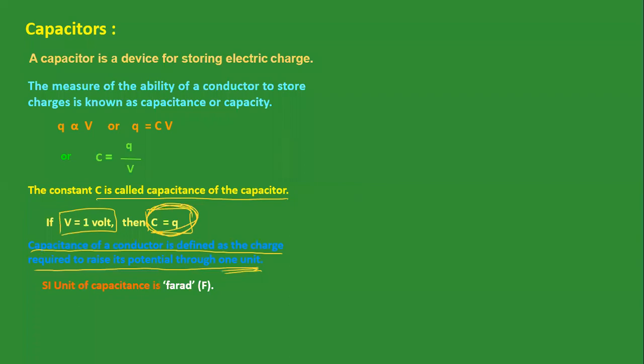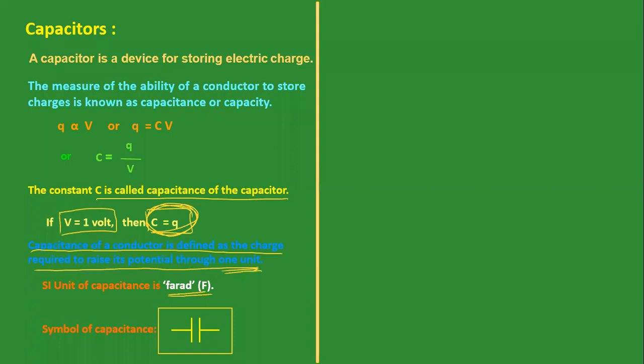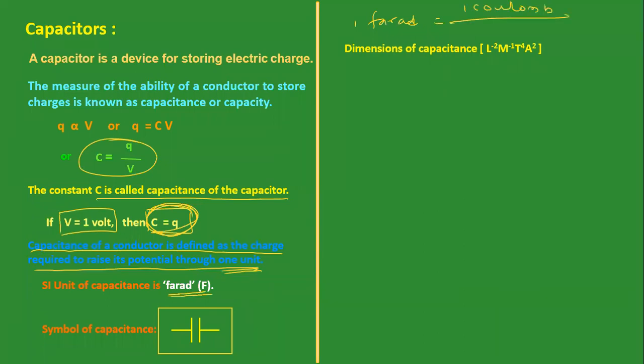The SI unit of capacitance is farad. Farad is the name of a scientist, so generally we write it as capital F. This is the symbol of capacitance, or you can write it this way also. You know the formula, this is the formula of capacity. Unit is farad. Or you can write 1 farad is equal to 1 coulomb divided by 1 volt.